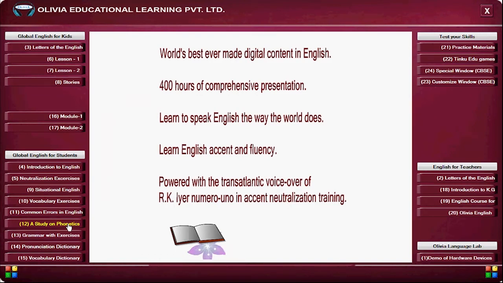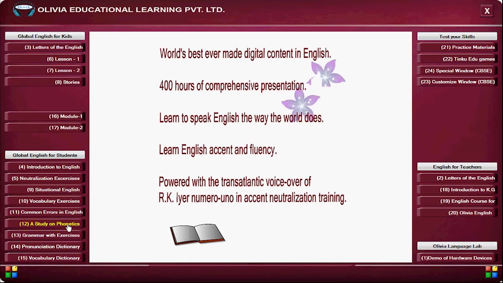And we have phonetics, the entire thing starting with the sounds of English and then ending with the difference of British English and American English that is presented here in phonetics. Phonetics will surely become a branch of study for the junior students in the days to come. We present it in advance.